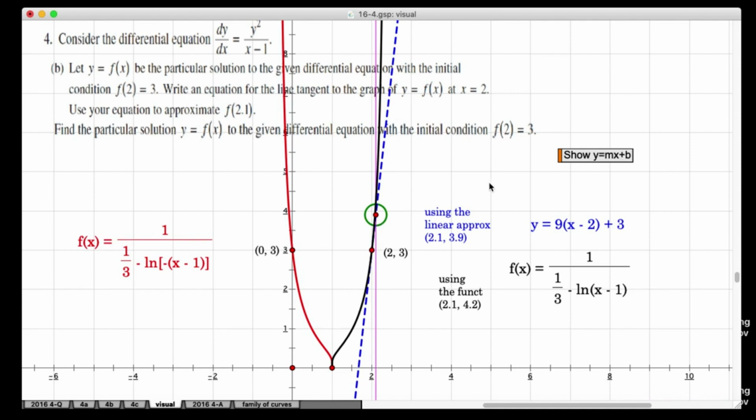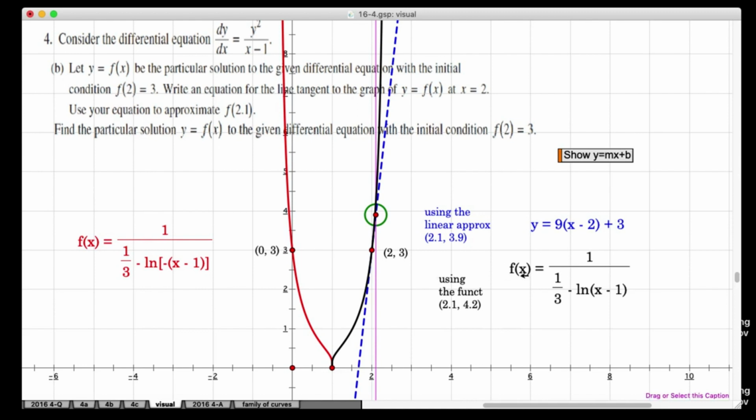And where our point is, you notice the point 2,3 is over here on the black branch. Okay? Now, if you remember, they had us write the equation of the tangent line at the point 2,3. So this blue dashed line is the tangent line to this branch of the curve at the point 2,3. Now this is why this is called local linear approximation.